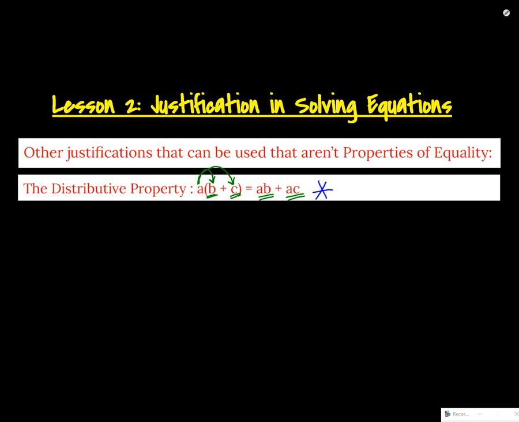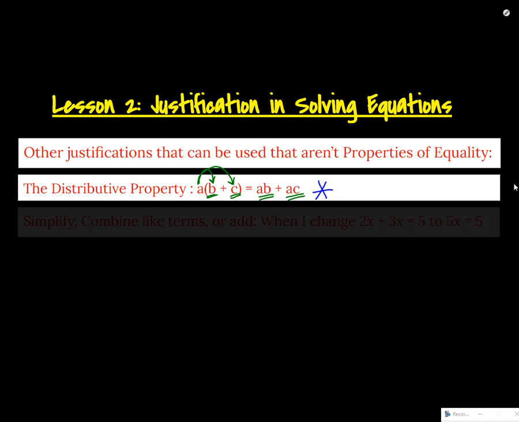And how do you know it's getting used? Well, you had parentheses, and then you didn't. And you ended up multiplying times more than one thing. So the distributive property is going to go there.